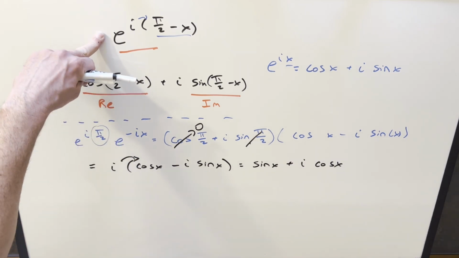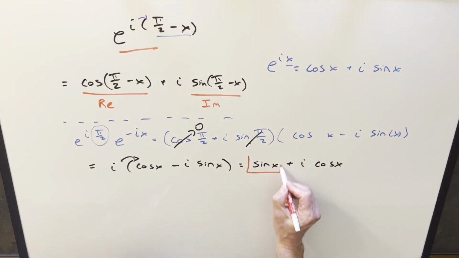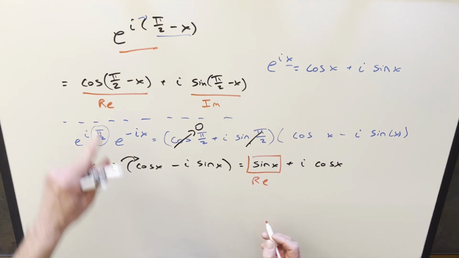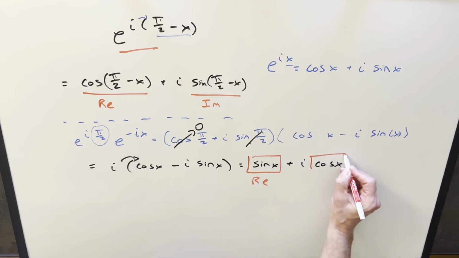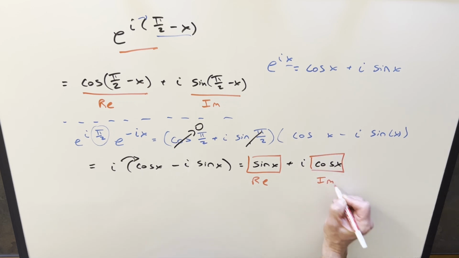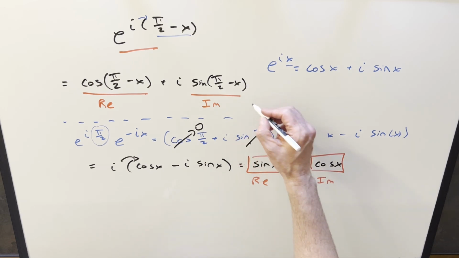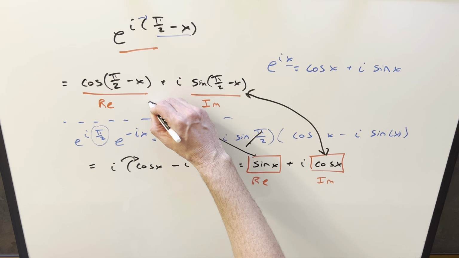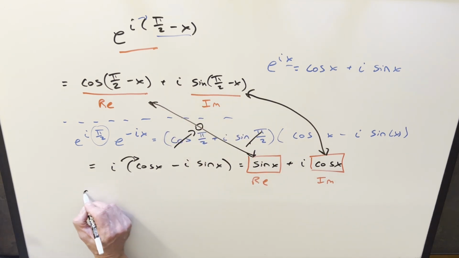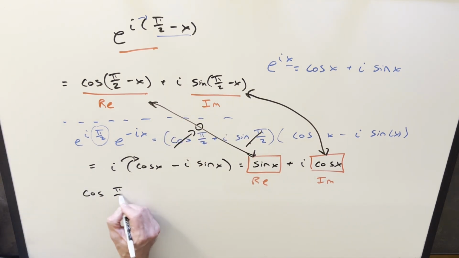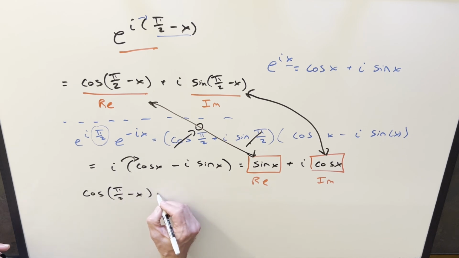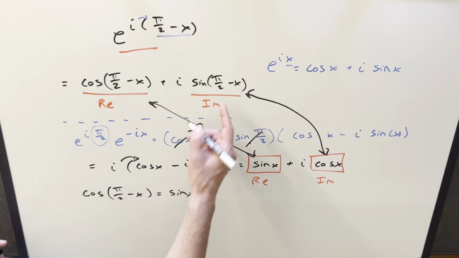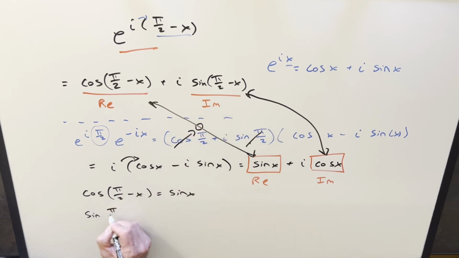So by doing this, we found for this thing, the real part is going to be just sine x, and the imaginary part is going to be cosine x. But remembering what we're doing, the real part is this and the imaginary part is this, so we're saying this is equal to this, and this is equal to this. So the identity we get for the first part: cosine pi over 2 minus x equals sine x. And for this part, sine pi over 2 minus x is just equal to cosine x.